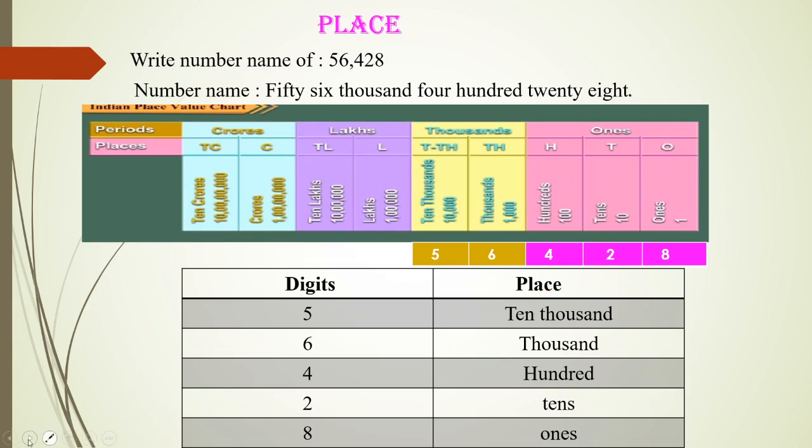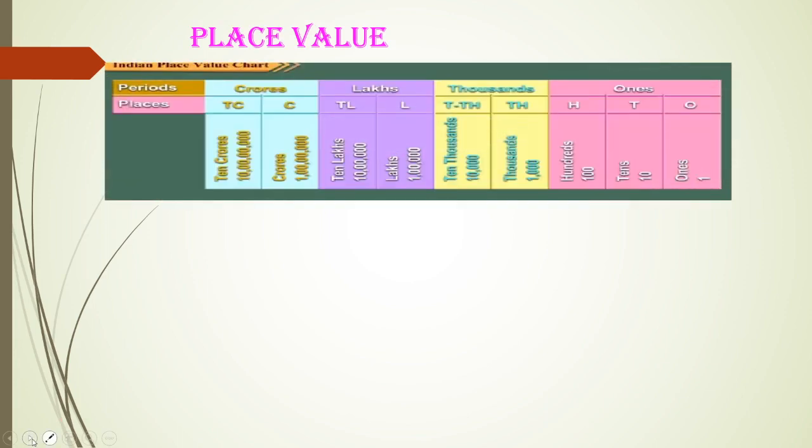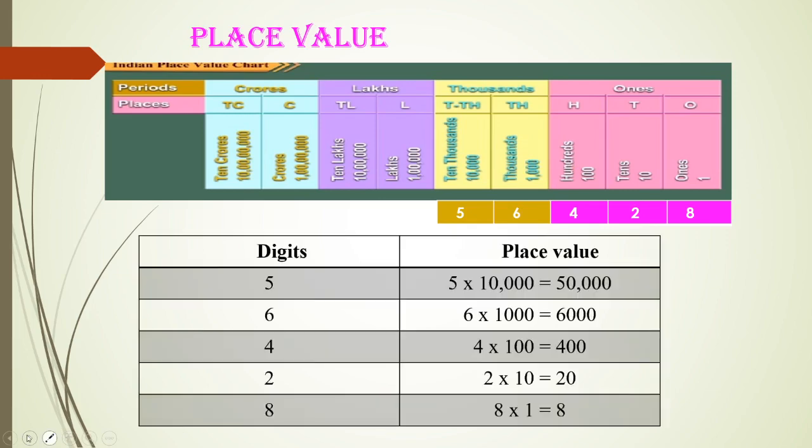Now let's go to the next point, place value. How do we find the place value of a given digit? Let's take the example of the number we took earlier, 56,428. Again I divided the number into its places: 8 is at 1's place, 2 at 10's place, 4 at 100's place, 6 at 1000 place, and 5 at 10,000 place. Now the place value of each digit in this number.